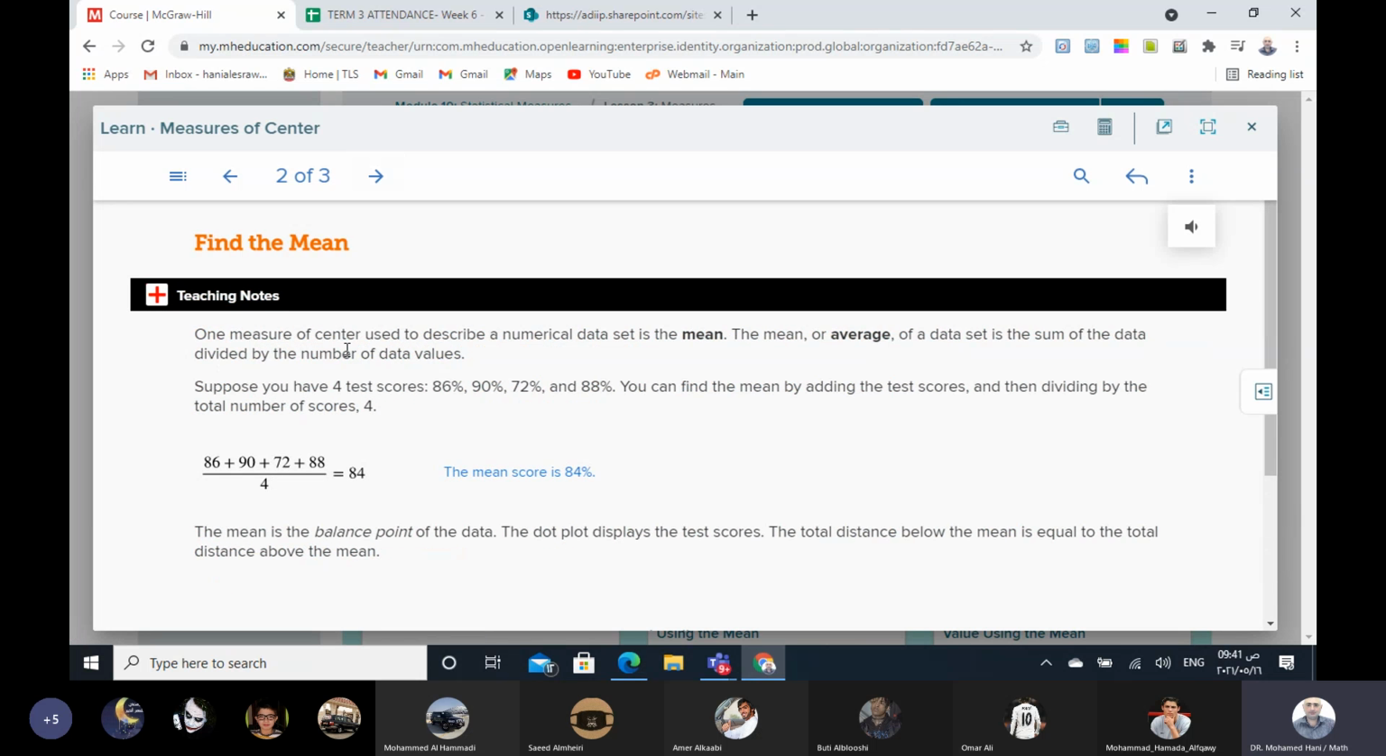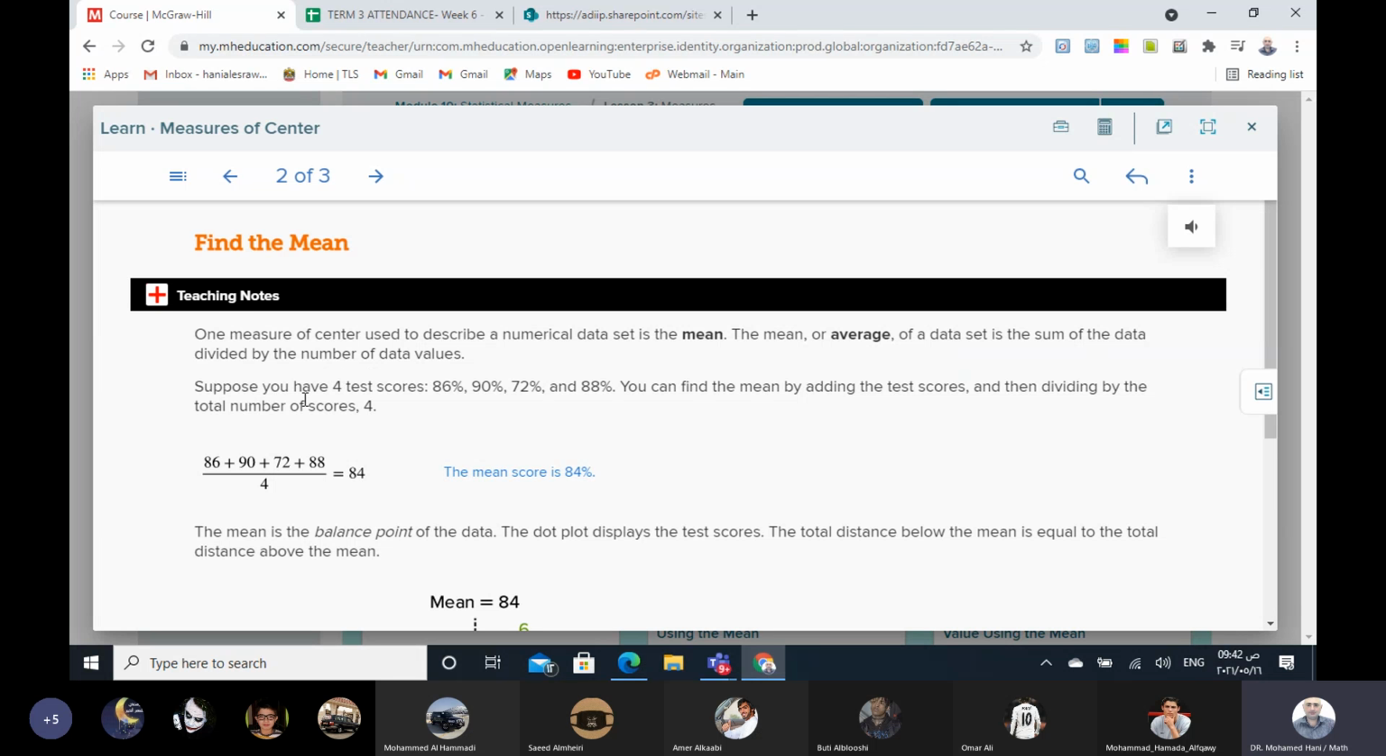One measure of center used to describe a numerical data set is the mean. The mean, or average, of a data set is the sum of the data divided by the number of data values.